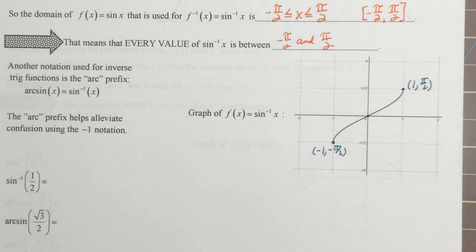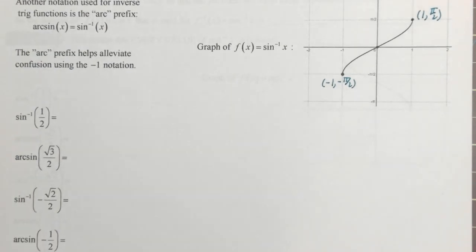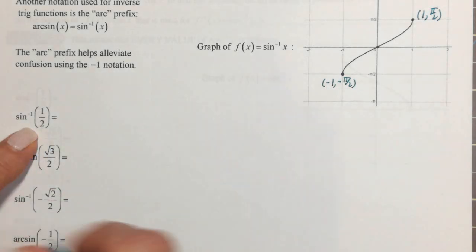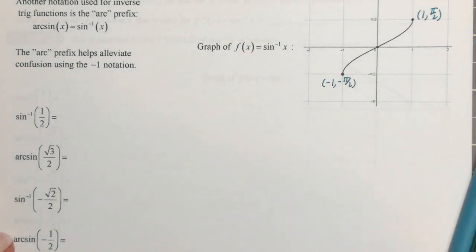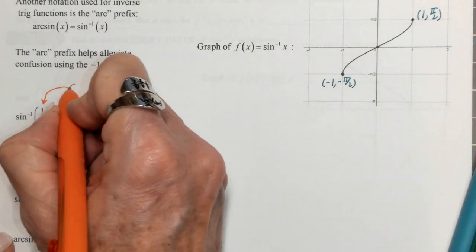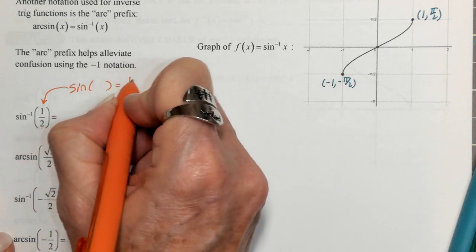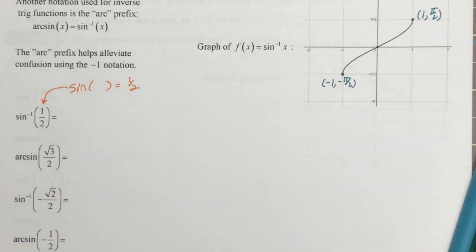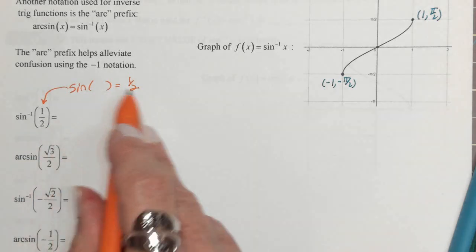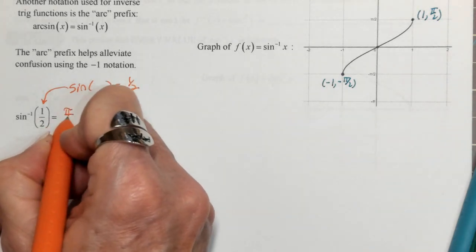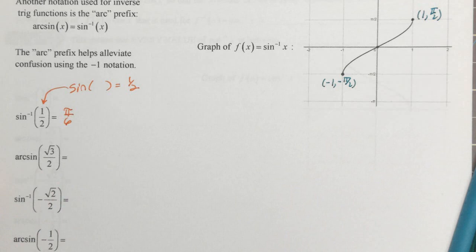All right. So, how do we find some values? Let's find some values of sine inverse. So when you see sine inverse of a half, in your mind, here's what you should be thinking. Sine of what is 1/2? So we switch the x and the y, right? So sine of what is a half? Well, pi over 6. Sine of pi over 6 is a half. So that's it. So sine inverse of a half.